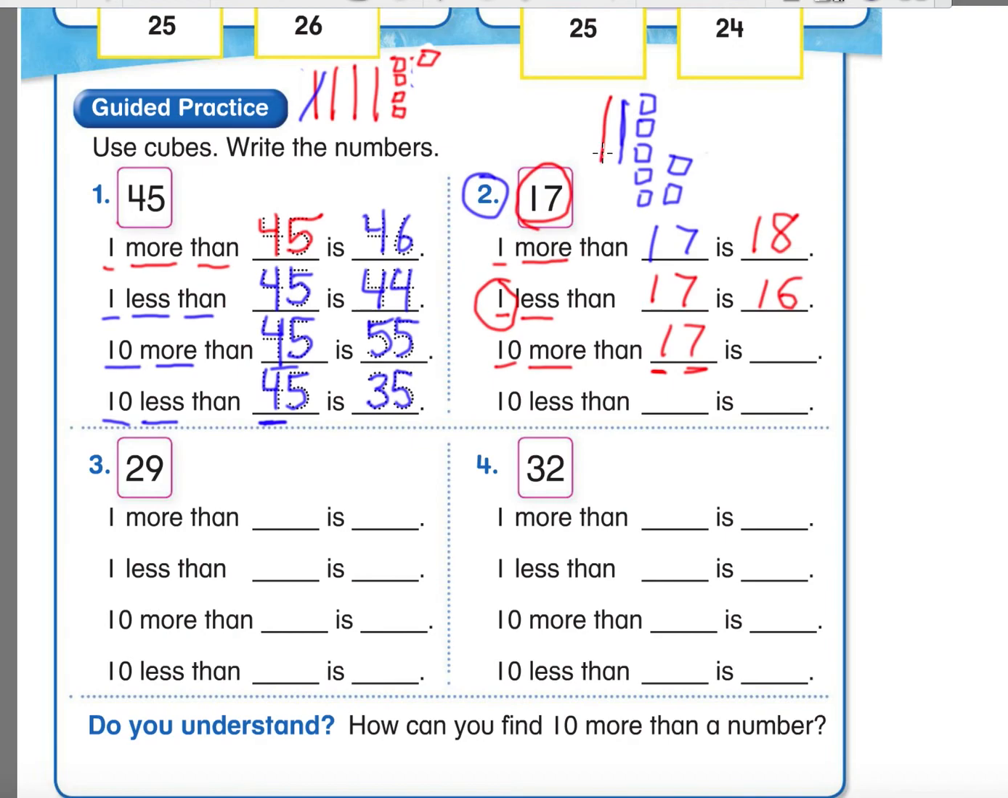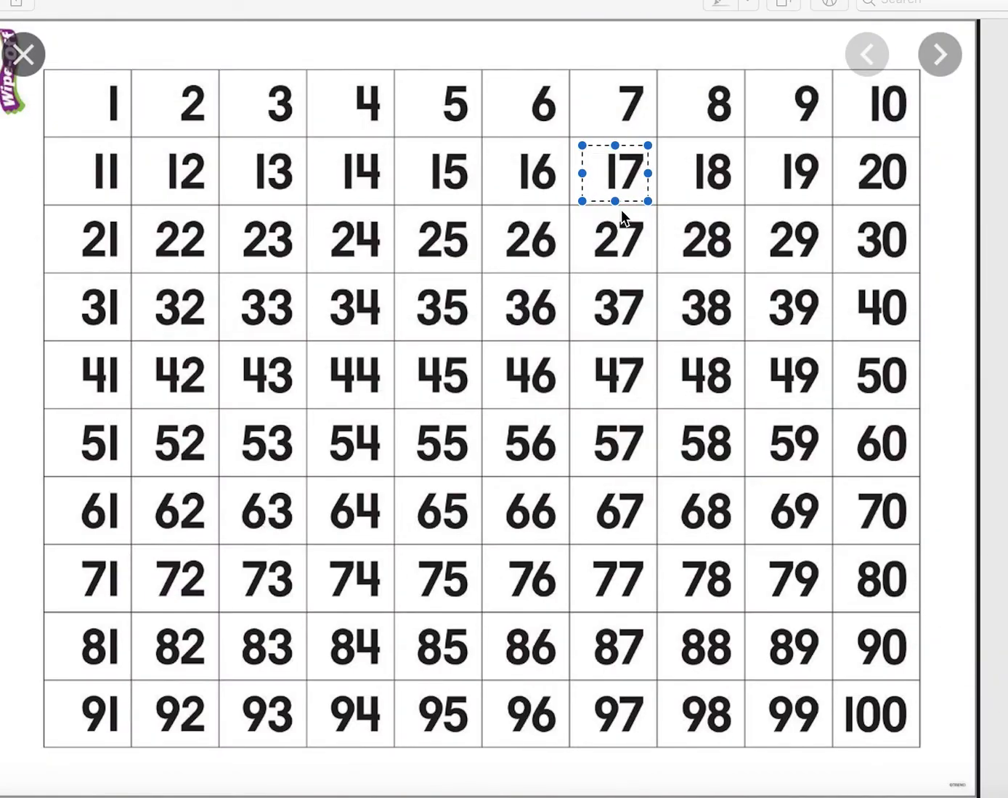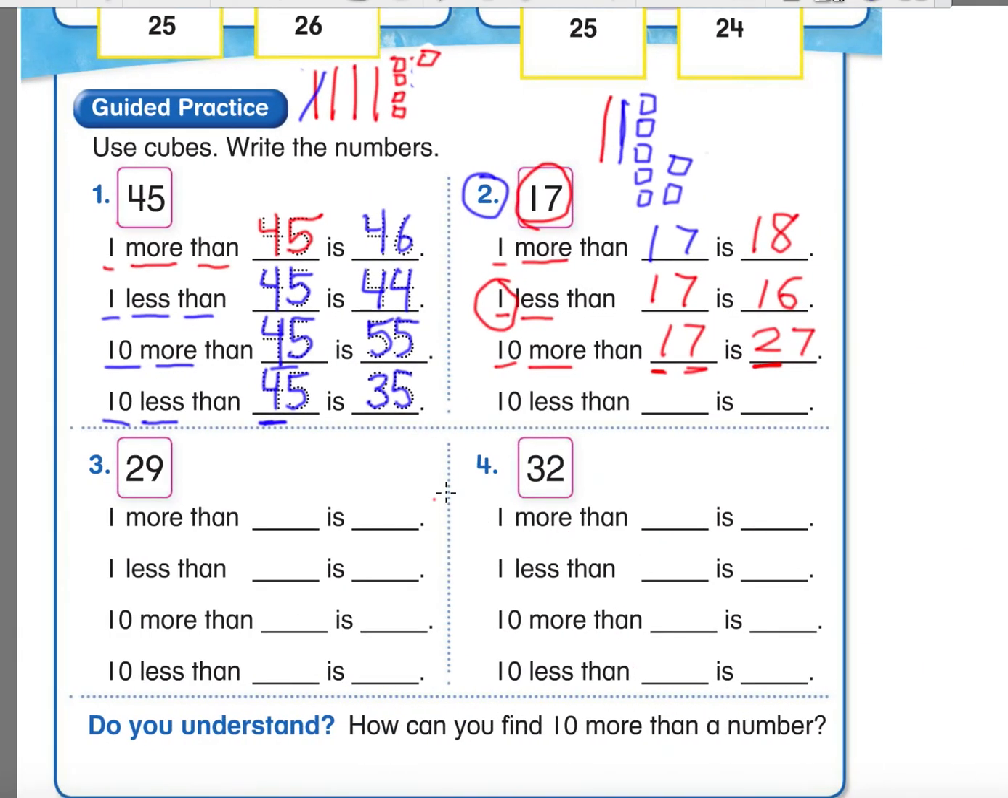Ready? 10, 20, 21, 22, 23, 24, 25, 26, 27. So now we have 27 because only the tens place changed. That's it. And we can also go back to our 100 chart. Here's 17. And if we want 10 more, we just hop down. Boom. We added 10. We're at 27. Now we have one more to do. Now they want 10 less.